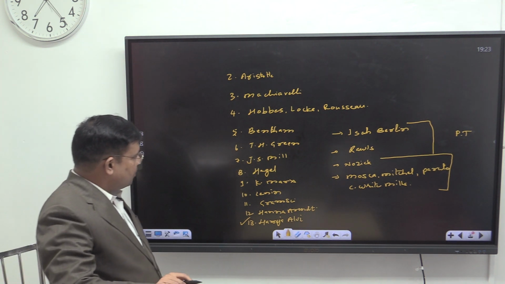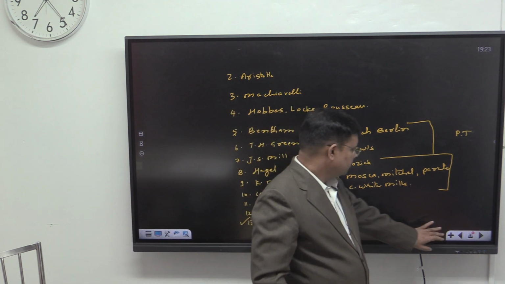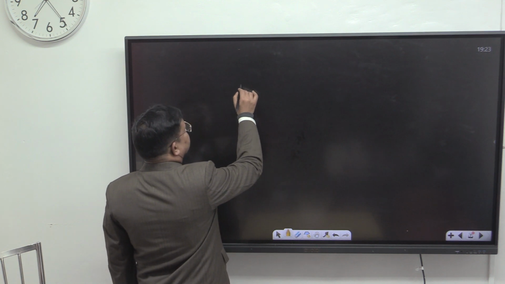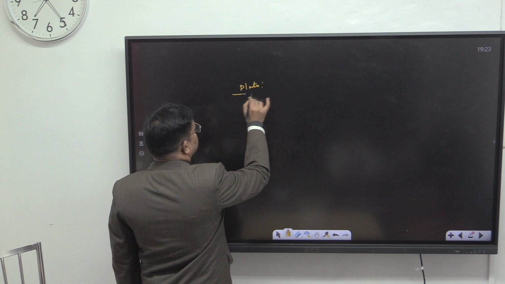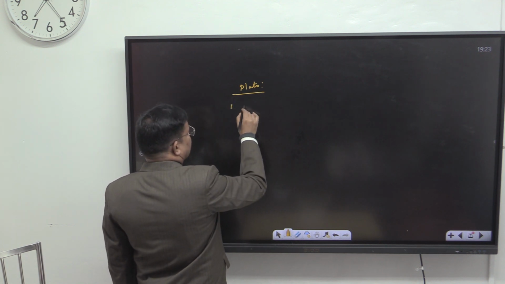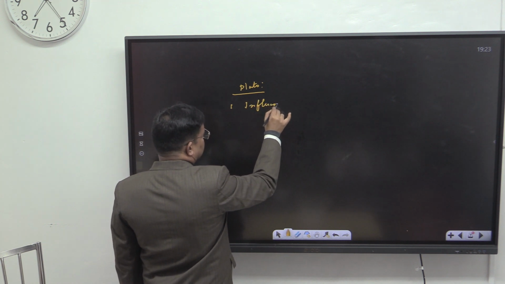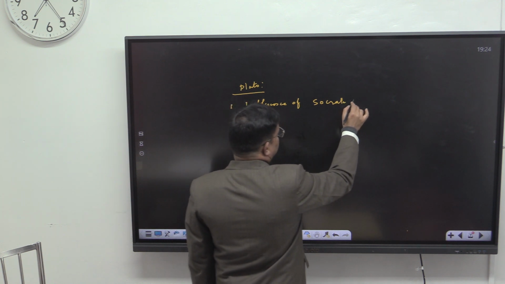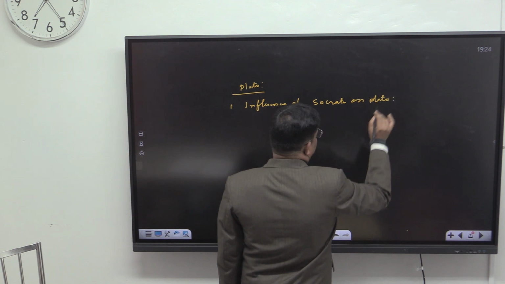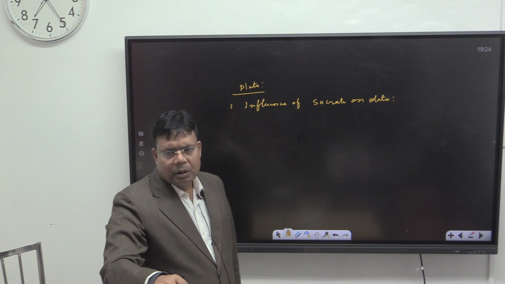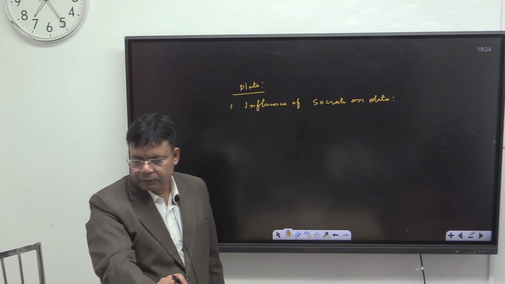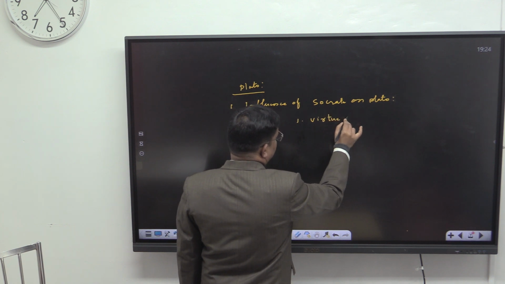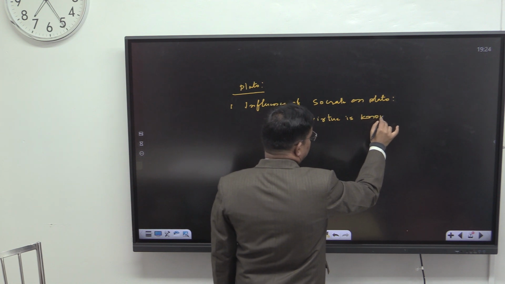Now, let's start from Plato today. First facet under Plato: influence of Socrates on Plato. Plato borrowed four ideas from Socrates. One is virtue is knowledge.